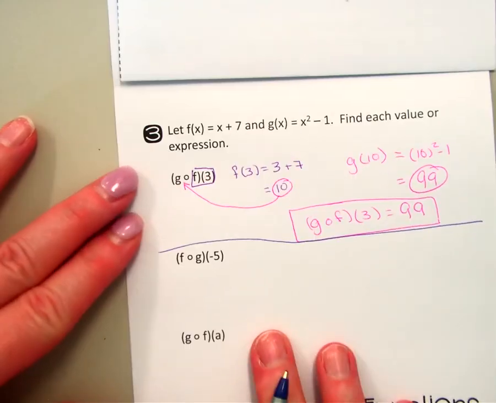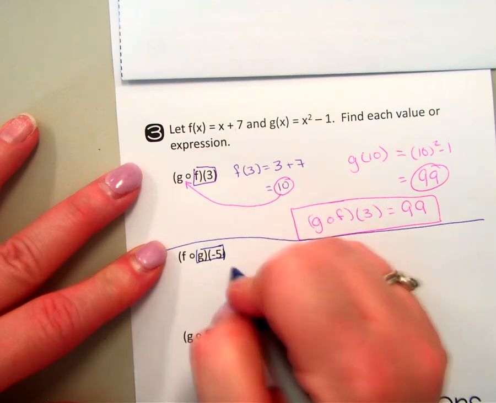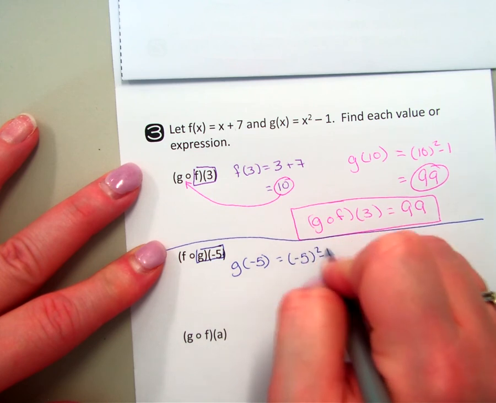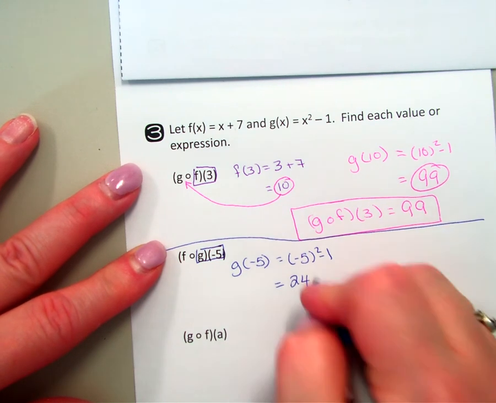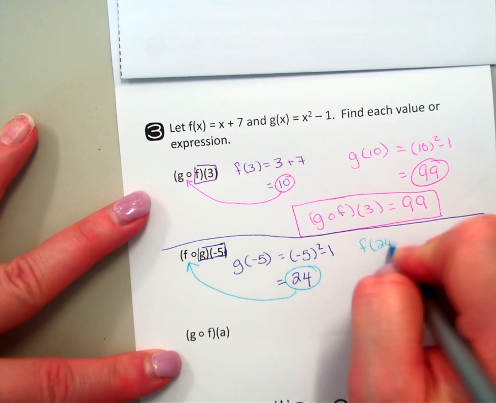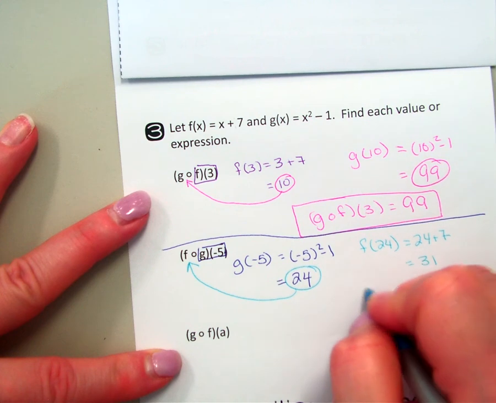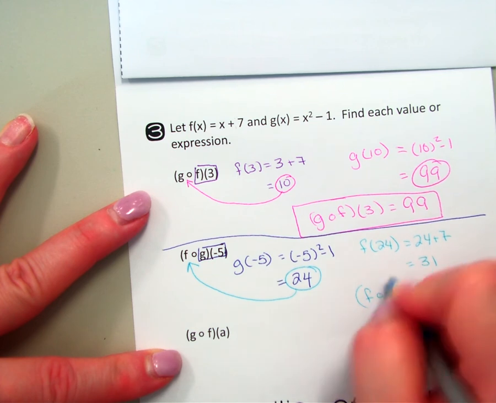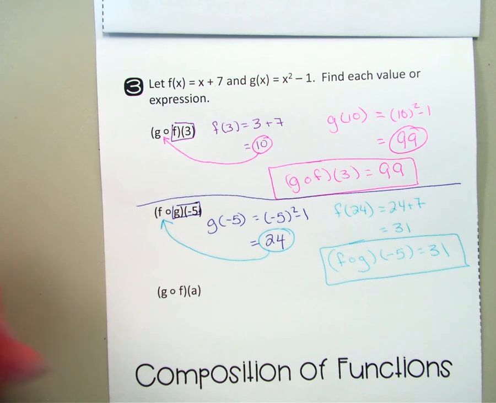Okay. Let's try this next one. So again, I'm going to start in the middle, so I'm going to find g of negative 5 first. So that's going to be negative 5 squared minus 1, which is 25 minus 1, 24. So I'm going to take that 24, I'm going to use that in my f function. So f of 24 is 24 plus 7, which is 31. So f of g of negative 5 is 31. So you're plugging it into one function, and then you're taking that answer and you're using it in the other function.